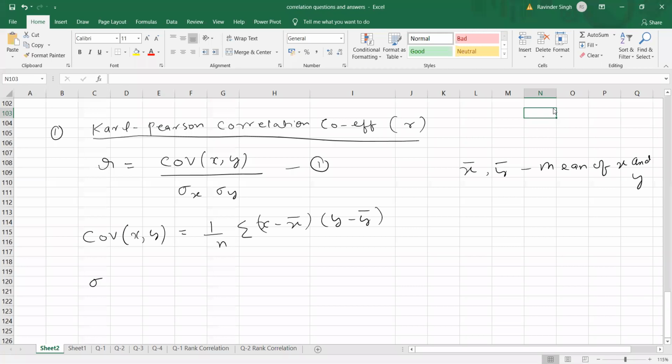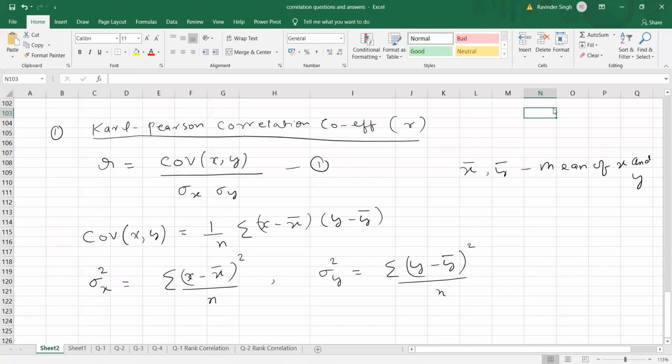Now what is sigma x? Sigma x is the standard deviation of x and sigma y is standard deviation of y. So to find the standard deviation, first I will find the variance. So variance of x formula is summation of x minus x bar whole square divided by n, and sigma square y represents summation of y minus y bar whole square divided by n.